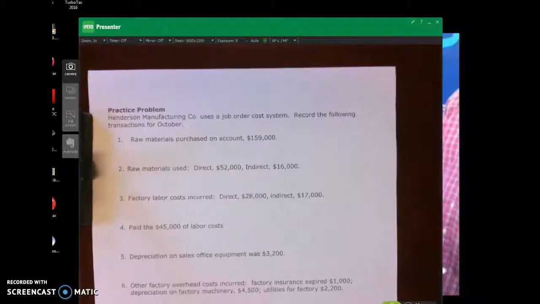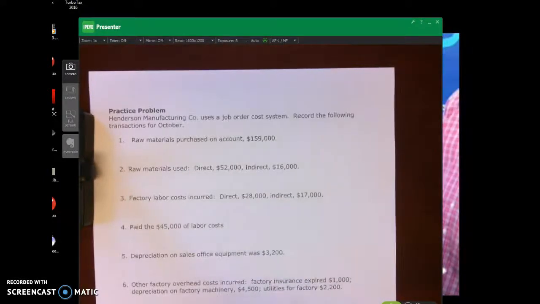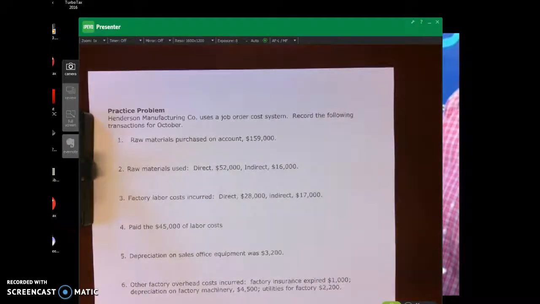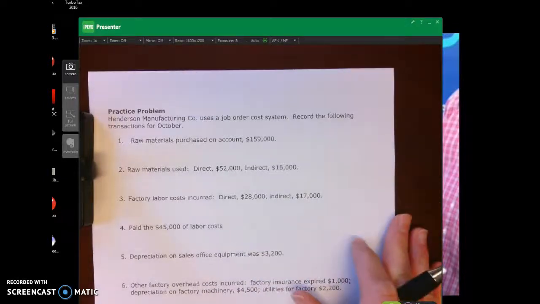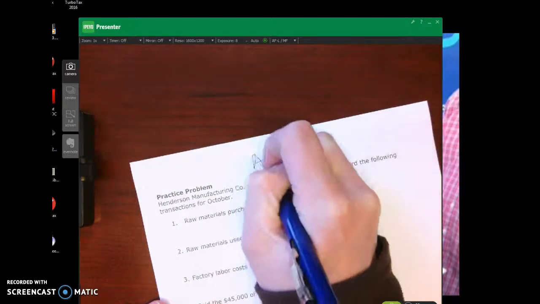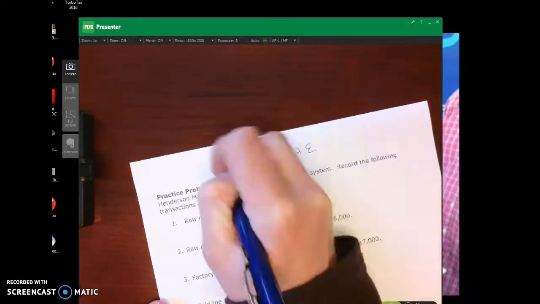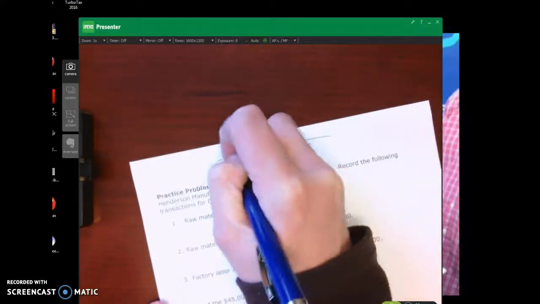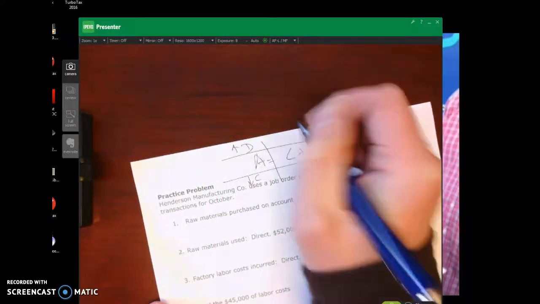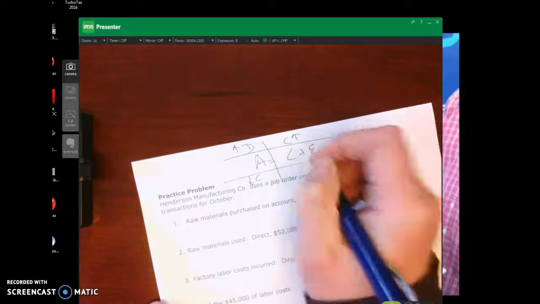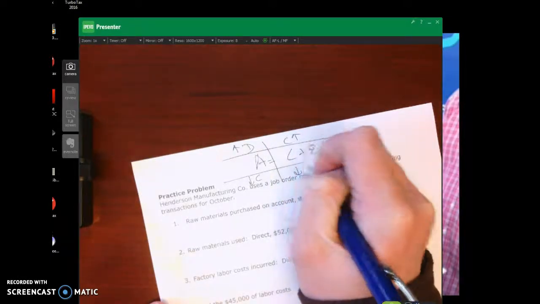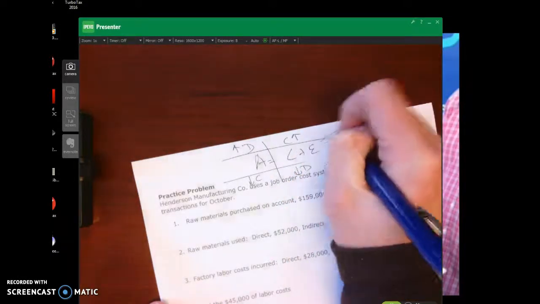Okay, so we'll go ahead and do some of these journal entries. It says right over here, Henderson Manufacturing Company uses a job order costing system, so we're going to use some journal entries. Just remember our accounting equation with our debits and credits. Debits increase assets, credits decrease assets, credits increase liabilities and equity, and debits decrease liabilities and equity.